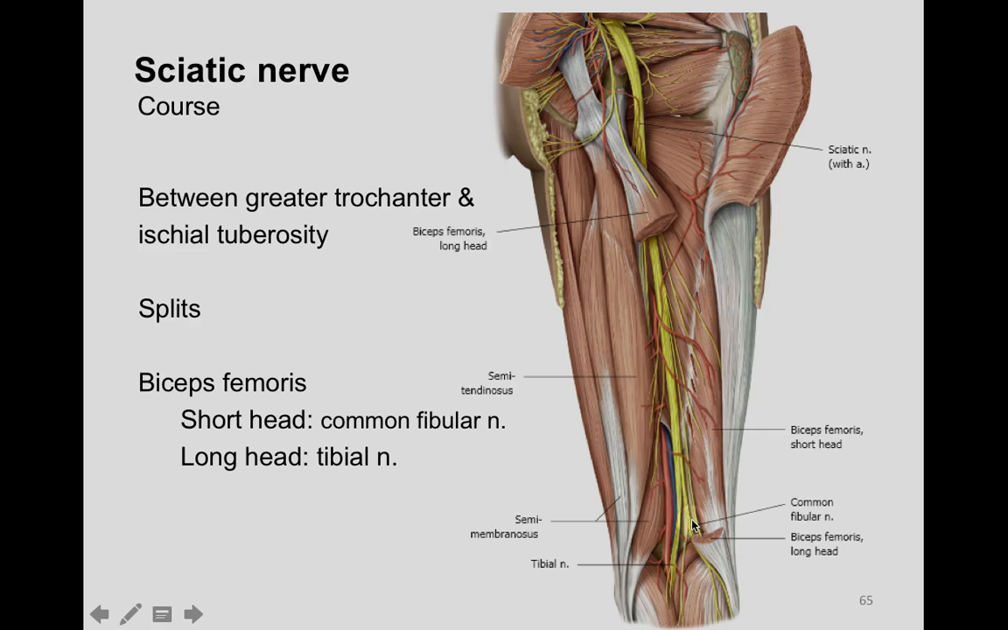These two nerves are going to innervate the biceps femoris, but different heads. So common fibular nerve will innervate the short head of biceps femoris, whereas the tibial nerve will innervate the long head.